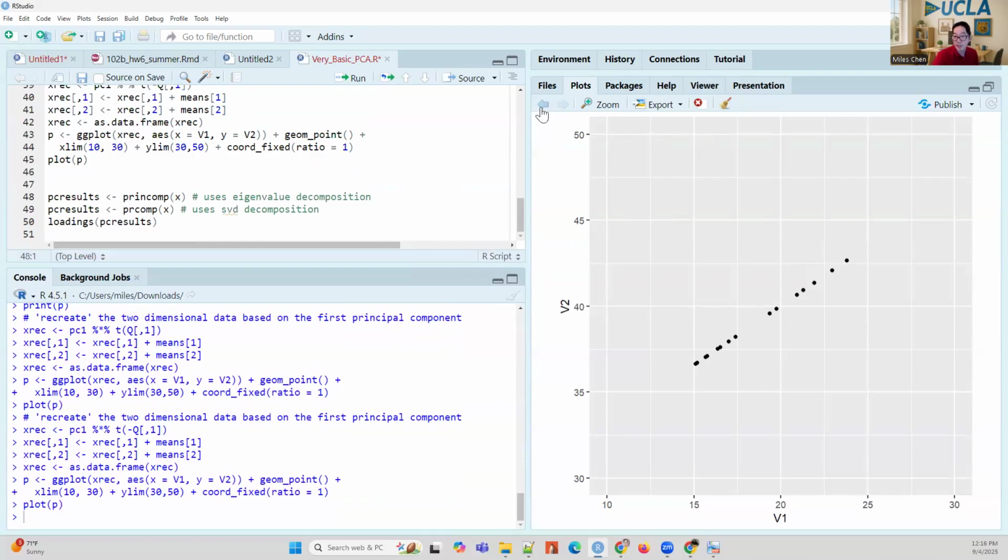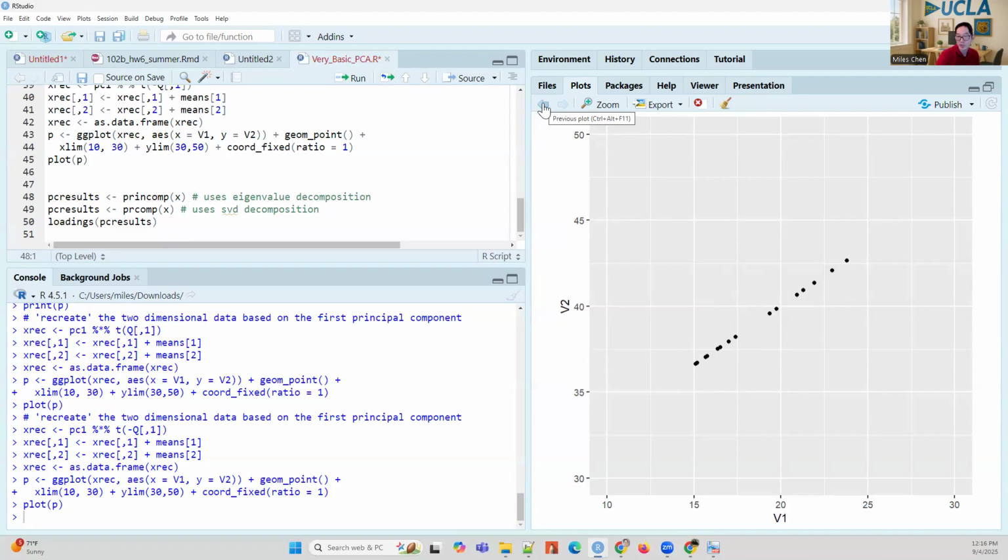This takes our data and then rotates it back. Okay. So here's the original data. We've rotated it, collapsed it down, and then now we're rotating it back. Okay. And so if you compare the original to this, basically we've reduced it down to a one-dimensional setting.